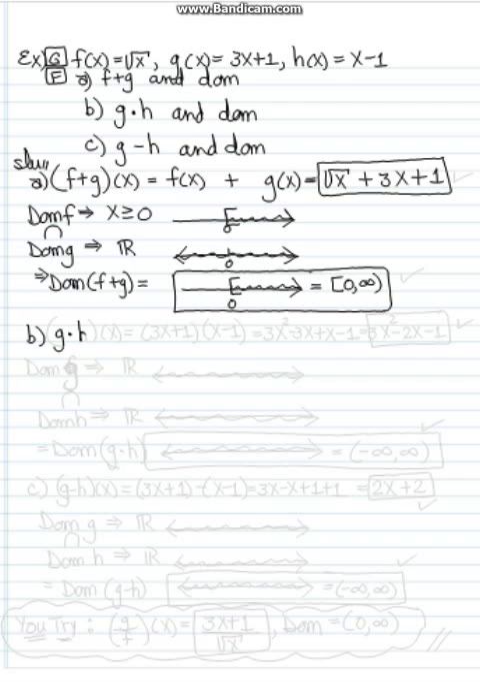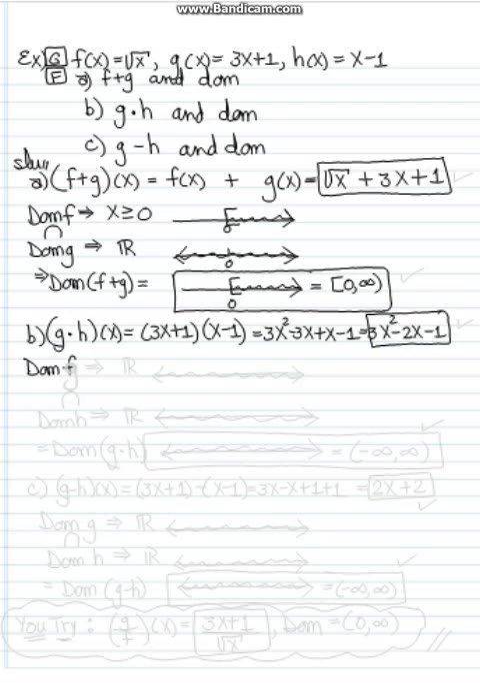Part B, we're going to find g times h of x. By definition, it is the first function, g, times the second function, h. So we multiply those two together. We'll have to FOIL that. And the answer, when it's simplified, is 3x squared minus 2x minus 1. That's our new function, g times h of x.